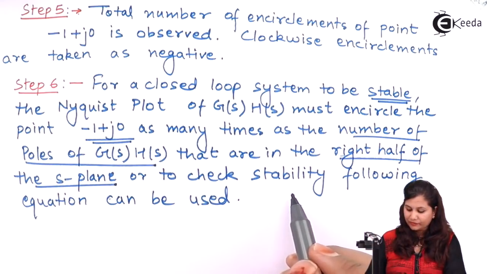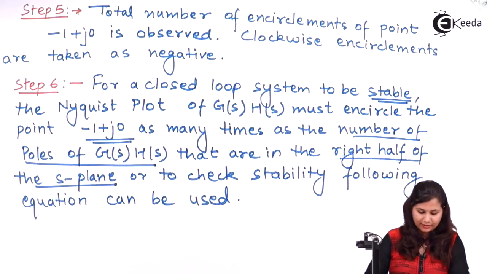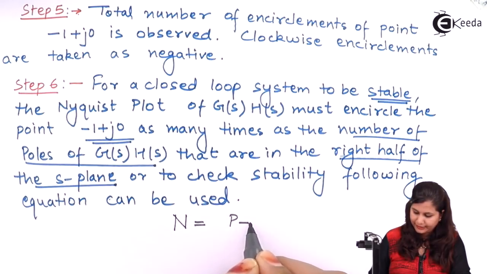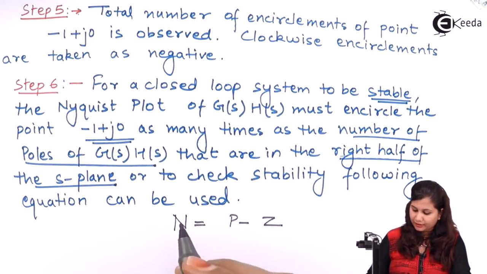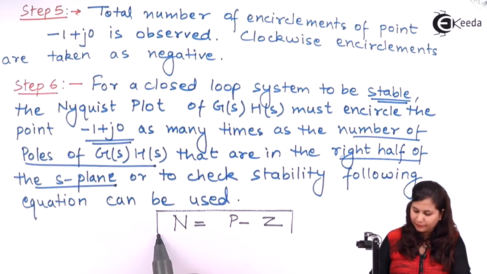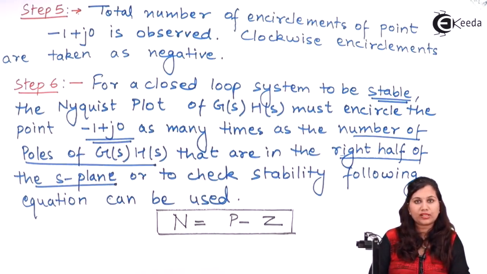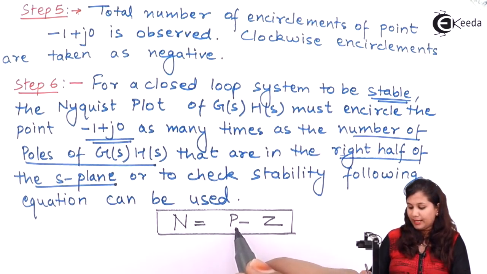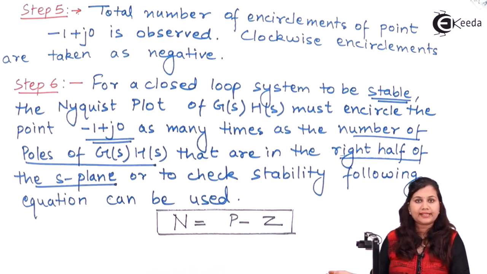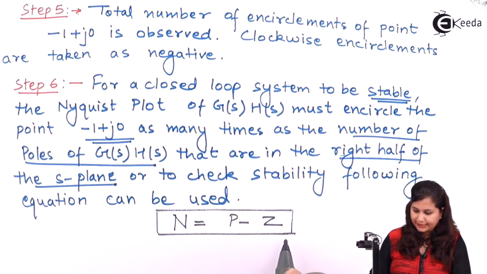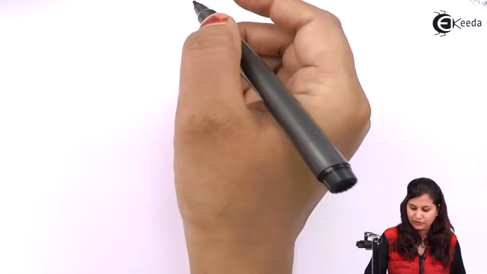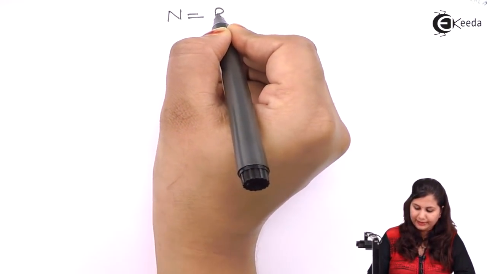Or we can say that there is an equation through which we can check the stability, and this equation is N equals P minus Z. Here N is the number of encirclements of the point -1 plus j0. P is the number of positive poles, that is, the number of poles lying on the right hand side of the S-plane, and Z is the number of roots of the characteristic equation. So we can also use this equation N equals P minus Z.